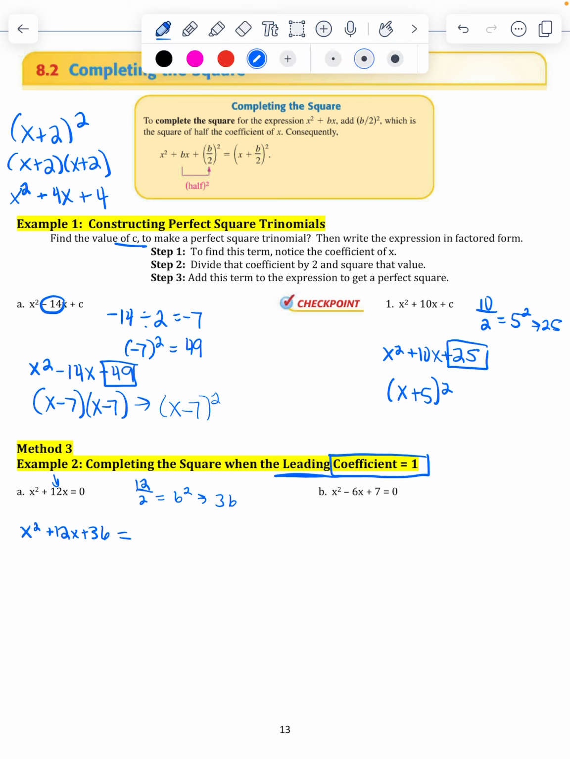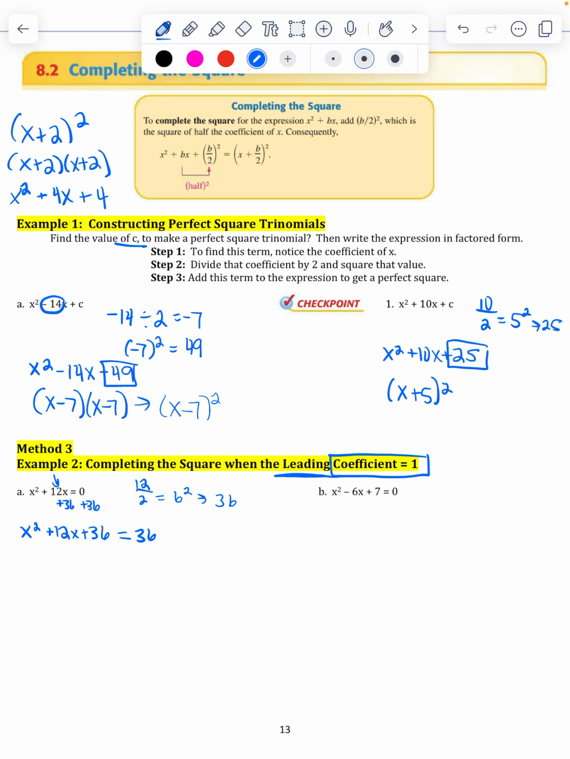Whatever number you need, you're going to need to configure this equation so that it's still mathematically correct. So what we have to do is add 36 to both sides of the equation x² + 12x = 0, so that we get x² + 12x + 36 = 36. We didn't change the value of the equation; it's still mathematically accurate. We just added 36 to both sides, and if we subtract the 36 from both sides, we would be back at the original equation.